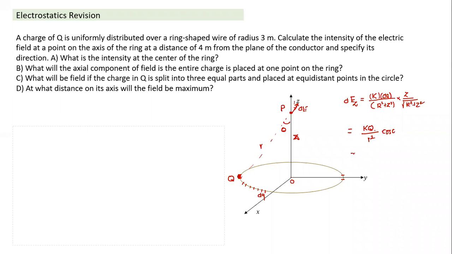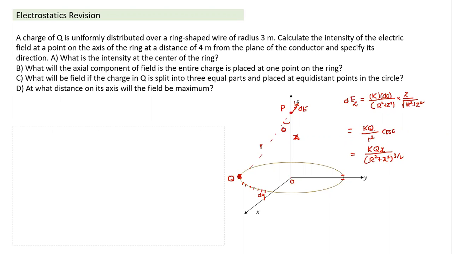Or otherwise, you can also remember the formula this way. Very often, if this is taken as the x-axis, the field on the axis is equal to kq into distance x divided by r square plus x square raised to the power 3 by 2. This is a common format. We write this formula, and that's what we need to keep in mind. And an important thing we need to understand here: this charge is distributed over a circle.